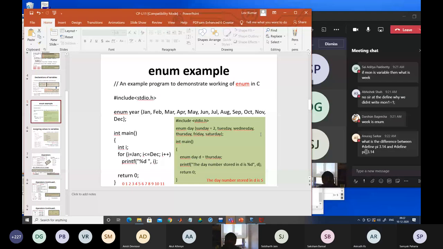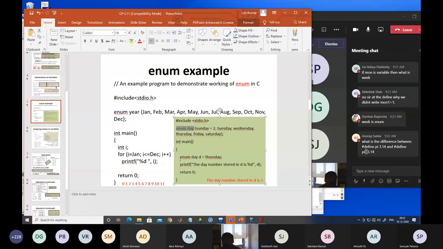Unsigned, you can unsign. Basically, enum is itself one data type. I have already mentioned, enum is the same like the integer, same like float, same like double, but this enum is a user defined data type. We are defining this data type enum day. This enum day becomes your data type.